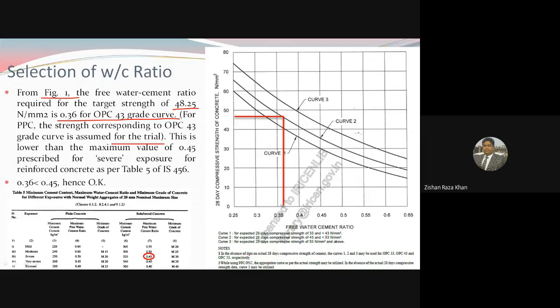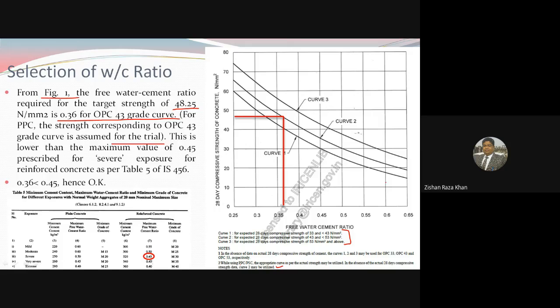See the note. Curves are given for OPC 33, 43, and 53, but we are using basically PPC. So see the notes. In the absence of data of actual 28-day compressive strength of cement, curves 1 to 3 may be used for 33, 43, and 53. And second, while using PPC, the appropriate curve as per actual strength may be utilized. In the absence of actual 28-day compressive strength, curve 2 may be utilized.